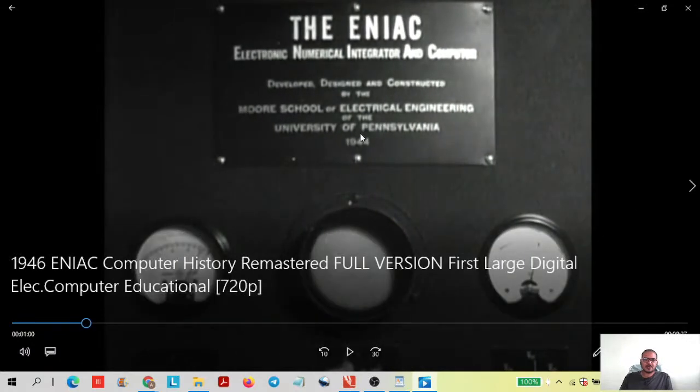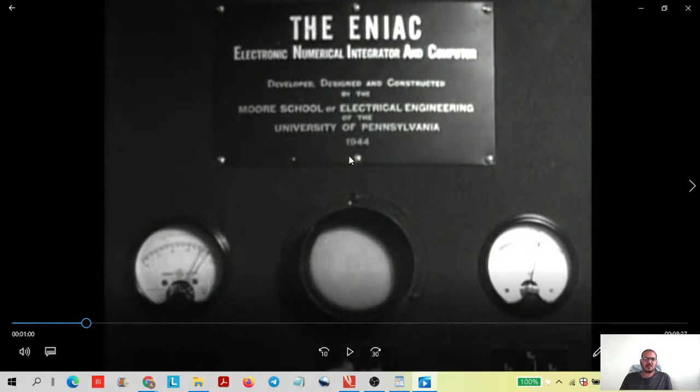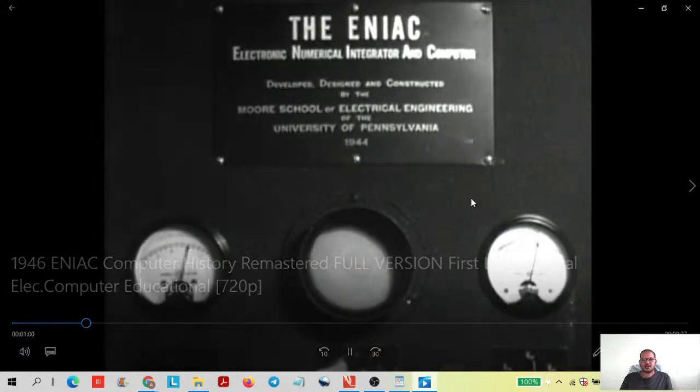Okay guys, see, this is the first generation computer, as we can say, the first computer, ENIAC, Electronic Numerical Integrator and Computer.